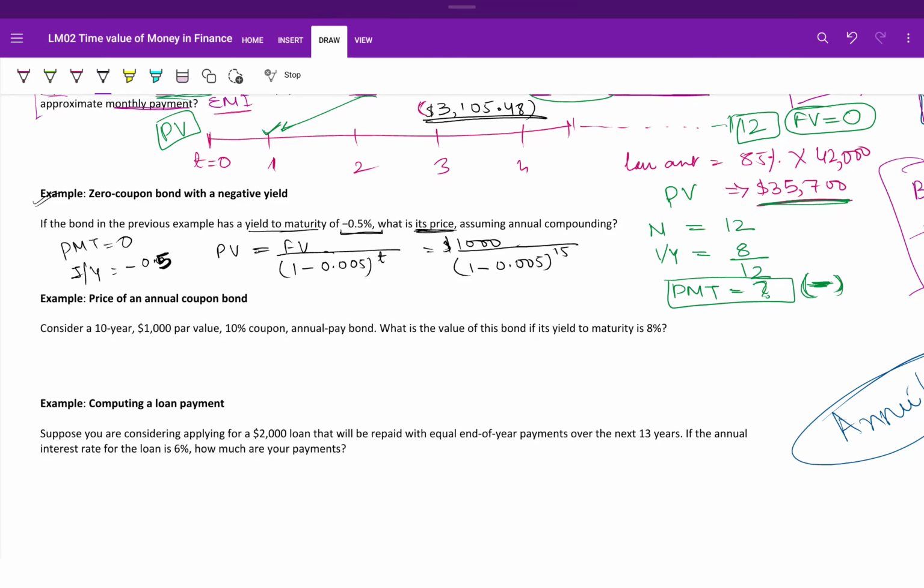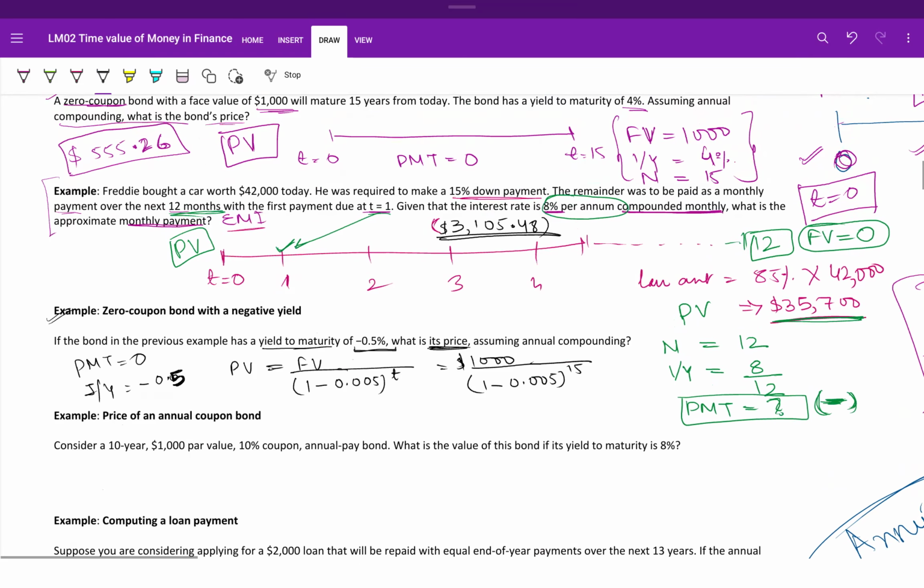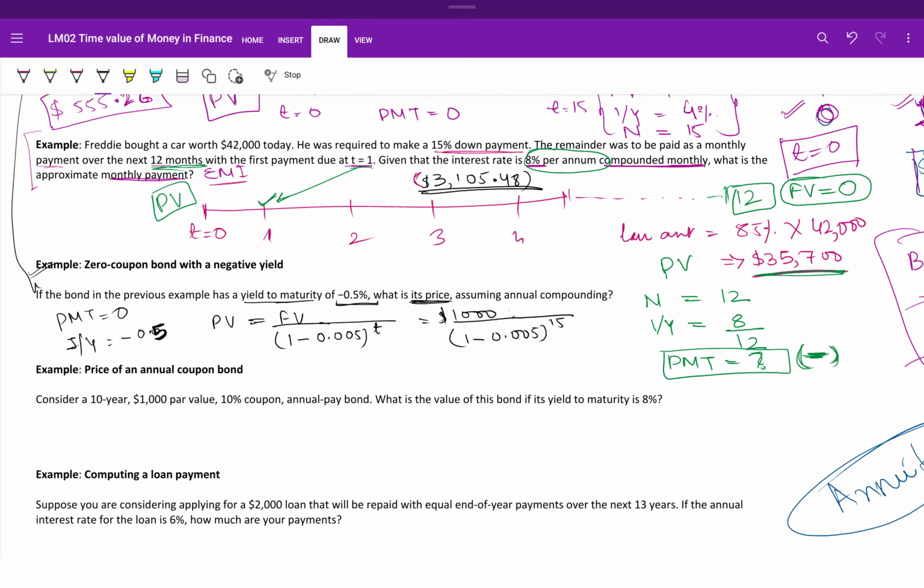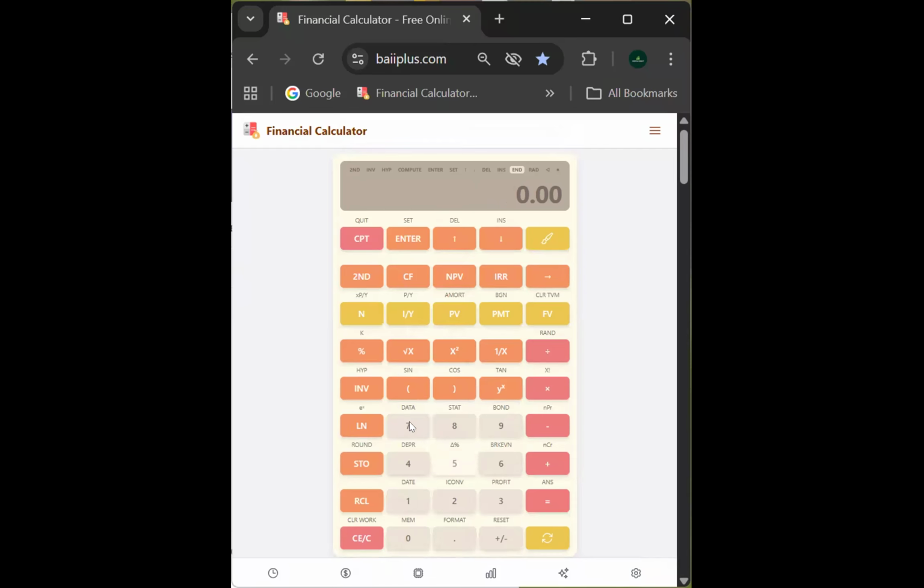Okay, in the previous example, this zero coupon bond, the future value is 1000. Time is 15, N is 15. Now, if we plug these numbers into a calculator, again sharing my calculator screen with you. Second clear work. Now N is going to be 15. So this is a 15 year zero coupon bond. The interest rate is negative 0.5. This is how you actually put a negative interest rate.